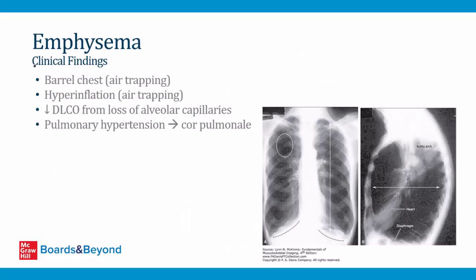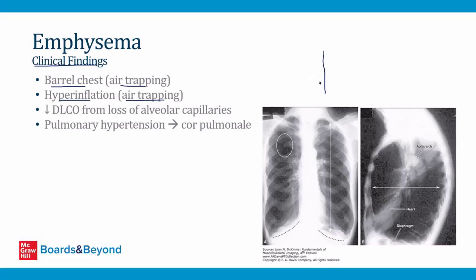So what are the clinical findings of emphysema? Well, the word emphysema is derived from a word that means swelling. And so if you know that, it's an easy way to remember that the lungs basically overinflate or swell. So patients with emphysema can have a barrel chest from air trapping. Their lungs can be hyperinflated from air trapping.